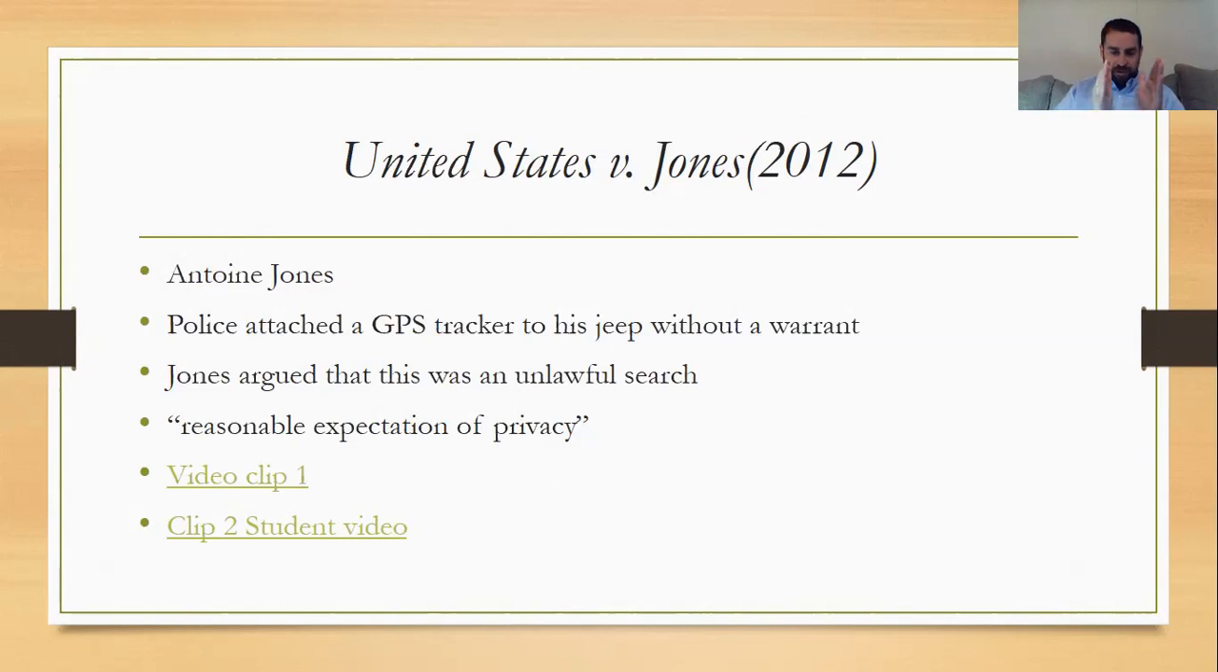The warrant was for a limited time frame. Sorry, I'm going to back it up a little bit. The cops went and got a warrant because they wanted to put a GPS device on Jones's car. So they did this, but the problem is when they put the GPS device on the car, it was outside the time frame that the warrant was for, and the warrant was for a very specific area, and Jones drove outside of that area.